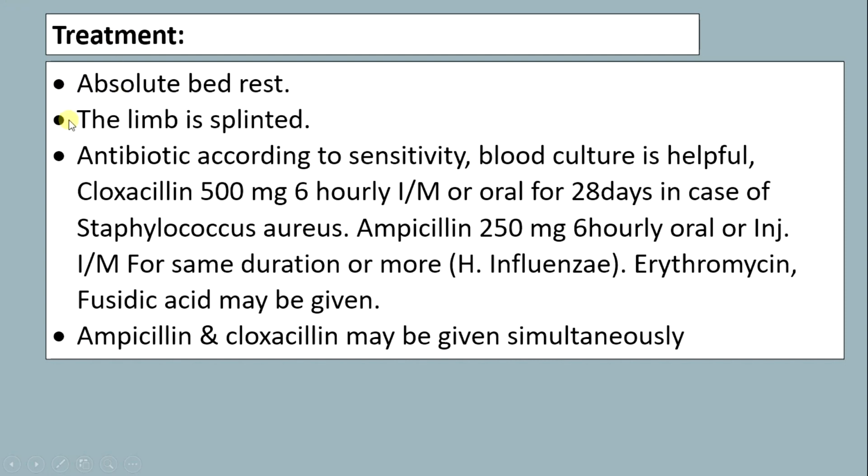Now, treatment. Absolute bed rest, the limb is splinted, antibiotic according to sensitivity, blood culture is helpful, cloxacillin 500 mg 6 hourly, orally for 28 days. And ampicillin and cloxacillin may be given simultaneously.